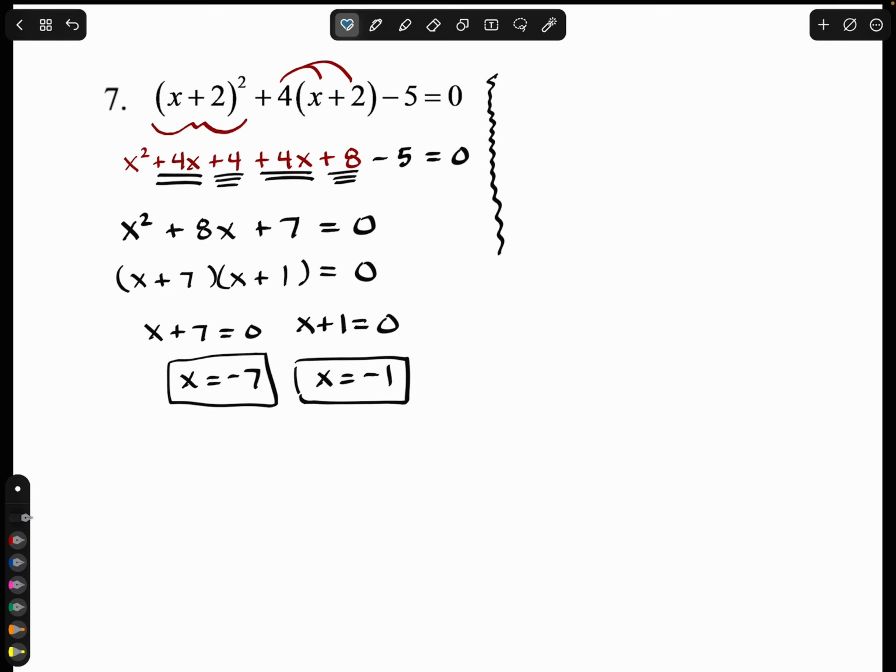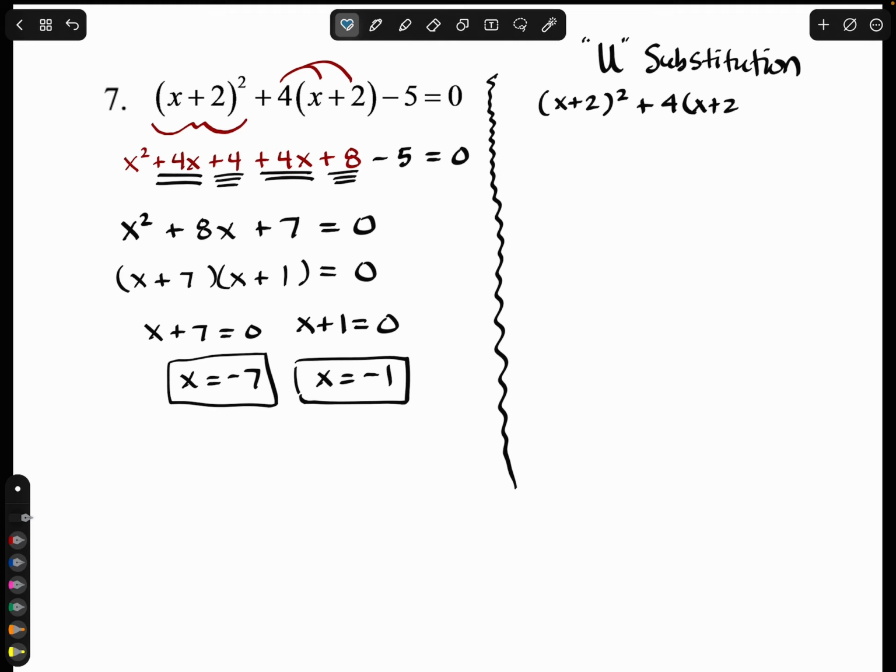Especially on this one, I'll just show you another quick method in case you're interested. We could also use a little bit of U substitution. And this is where we see something that might follow another pattern. We've got x plus 2 squared plus 4 times x plus 2 minus 5 is equal to 0. We notice that we have this x plus 2 here, and we have it here. On the left one, it's being squared, and on the right one, it's to the first power.